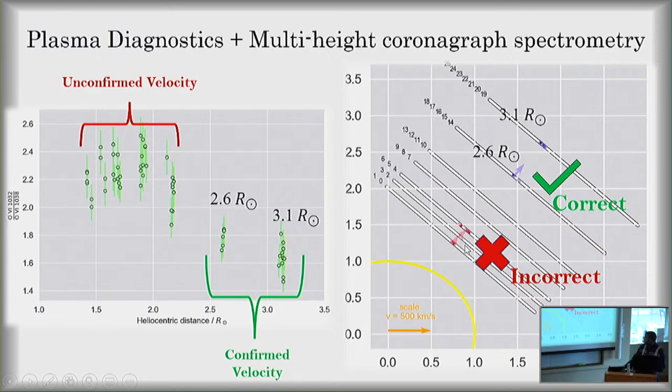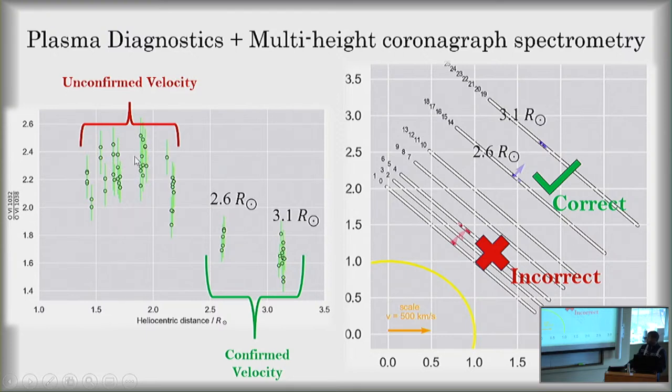What we found is that the reason why there's a discrepancy between these two techniques at the lower heights is primarily because we made an incorrect assumption when we were looking at the data here. We assumed that the blobs you see here are the same as the blobs you see here. This is why it's so important to actually observe the exact same plasma structures from one height to another, because these are actually a different part of the CME than the ones at the higher height. And so that's why our velocity estimate here is different than what the atomic physics models are telling us it should be.